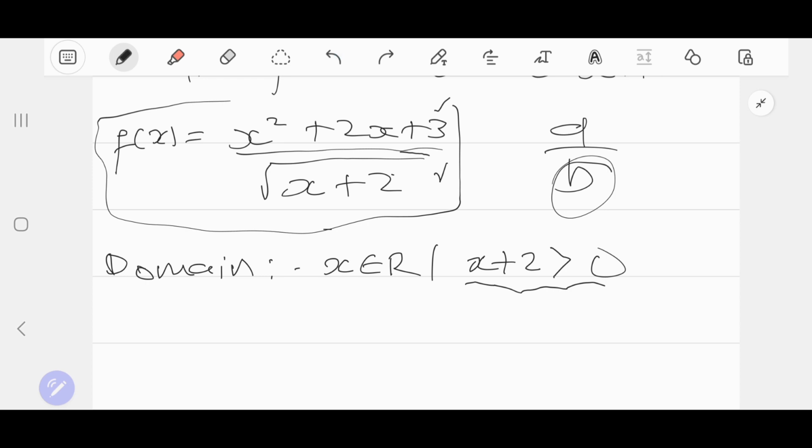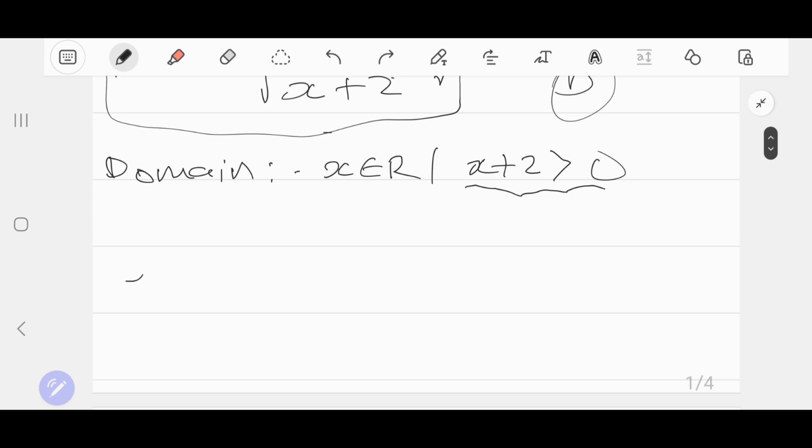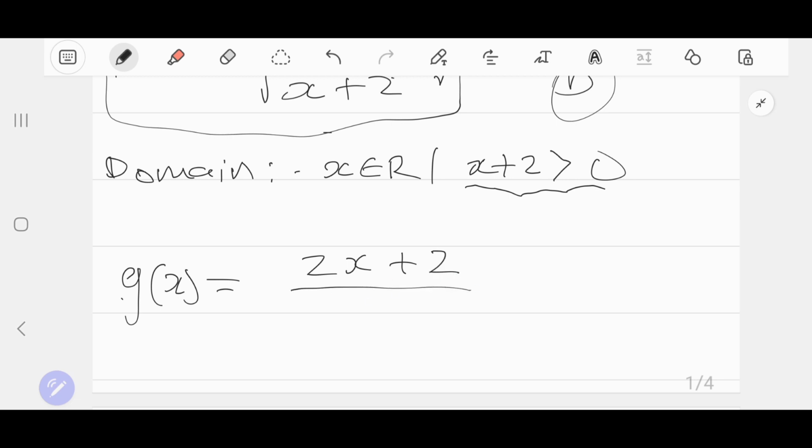So let me make an example whereby now the function below, g of x, 2x plus 2 over 3 plus 2x squared plus 4x plus 4.